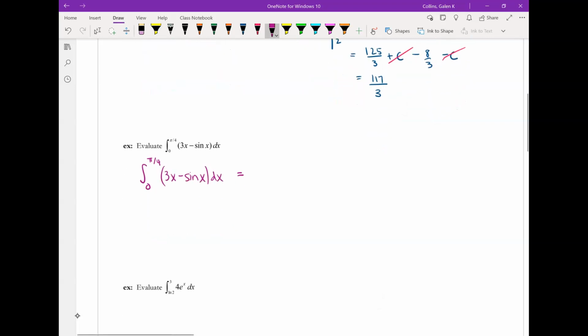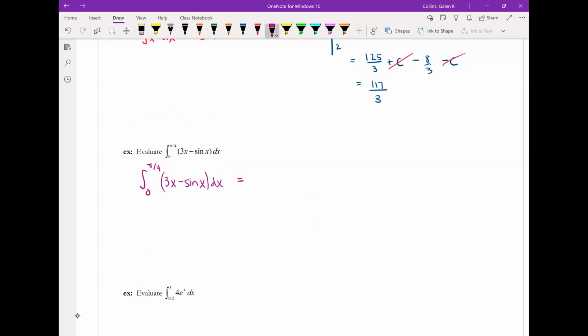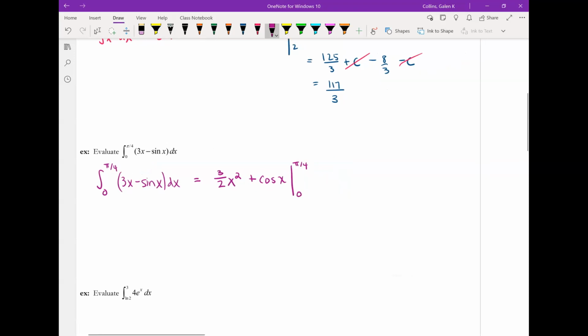So the antiderivative of 3x would be 3 halves x squared, and then negative sine of x would be positive cosine of x, because remember the derivative of cosine would cause that to become negative sine. And then I can't leave it like this. I have to show that I'm going to evaluate this antiderivative from 0 to pi over 4. So I'm going to draw a straight line at the bottom, my lower limit, at the top, my upper. And now on the other side of this line, I can plug these in.